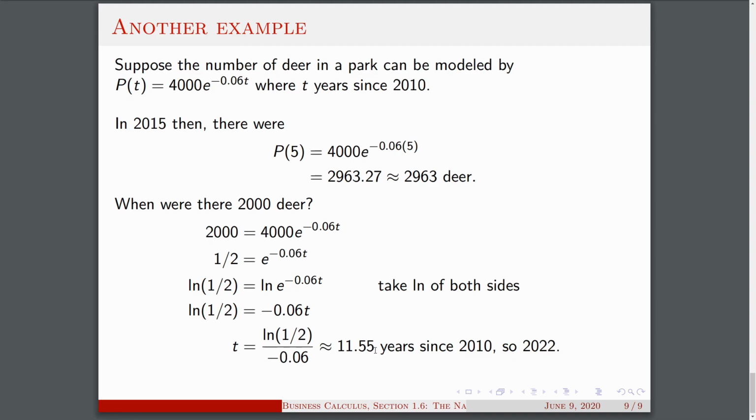And that is t, which is defined as years since 2010. Now remember, t being 0 is like the end of 2010. So 11 years after 2010 would be like the end of 2021. So another 0.55 years would be like another 6 months, about halfway into 2022. All right, so let that sink in a little bit, because that'll definitely come up from time to time.